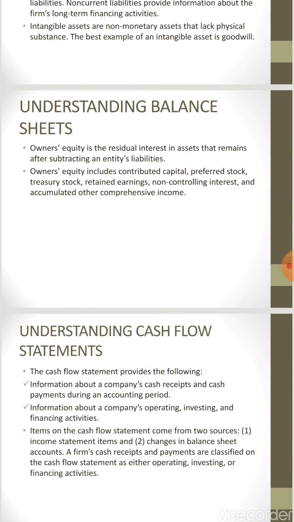And then we move on to our cash flow statements. We want to understand the information that is in our cash flow statements. The cash flow statement shows us the sources and the uses of cash during an accounting period. It gives us information about the operating, the investing, and the financing activities of our business. In our statement of cash flows, we use information that we get from our income statement and also information that we get from changes in the balance sheet accounts.